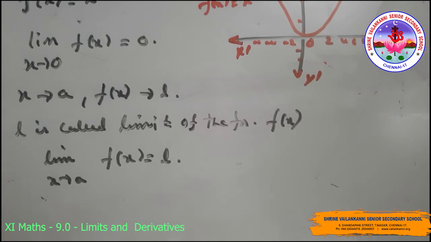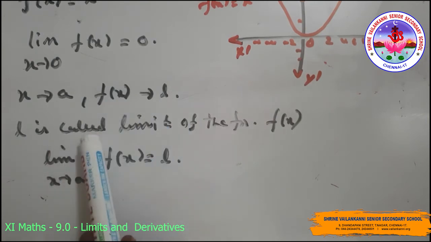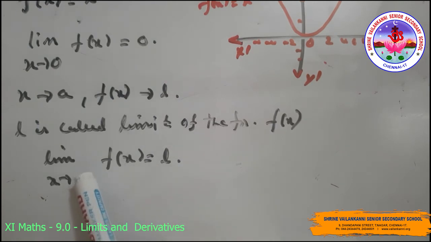In general, as x tends to a, if f of x tends to L, then L is called the limit of the function f of x, which is symbolically written as limit x tends to a, f of x, is equal to L.